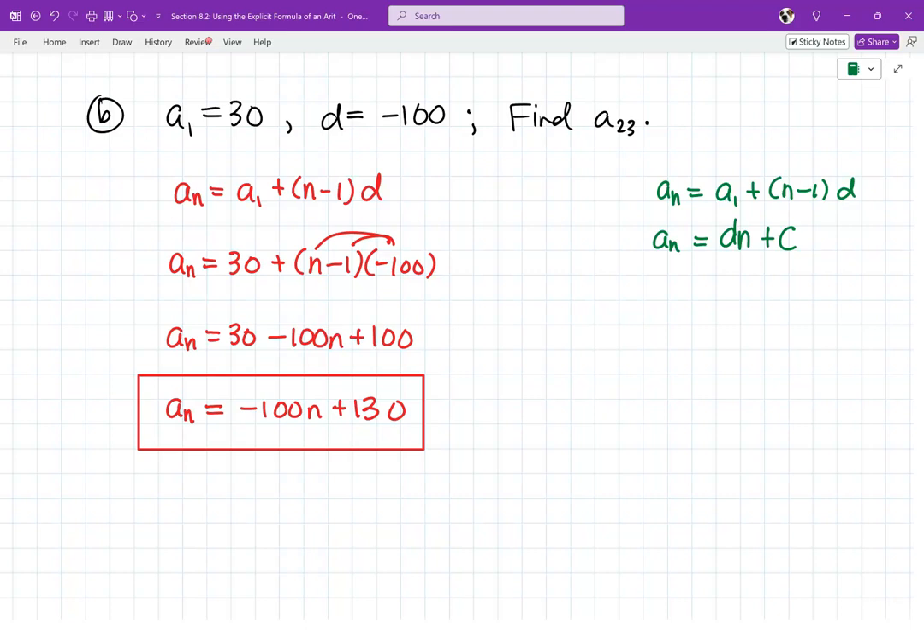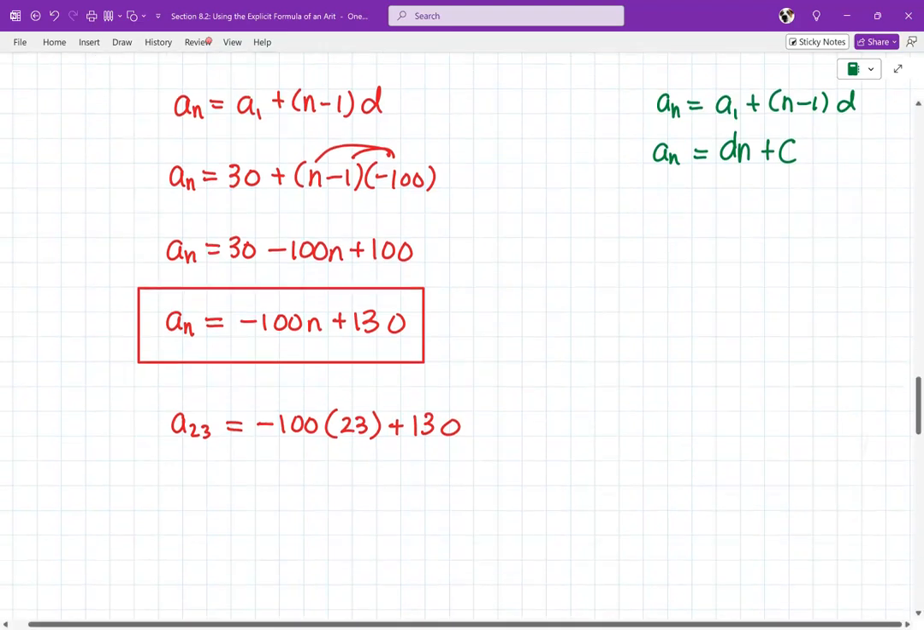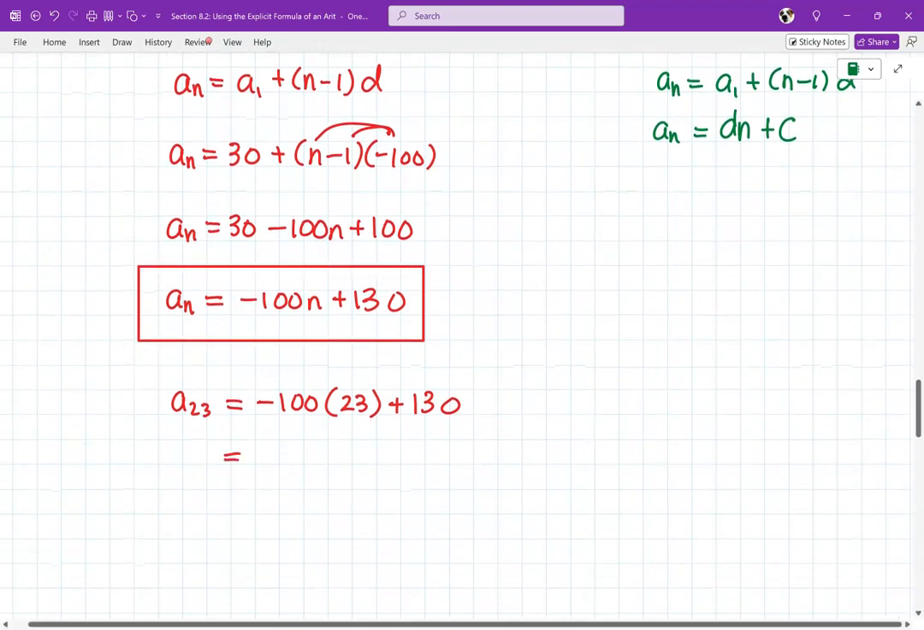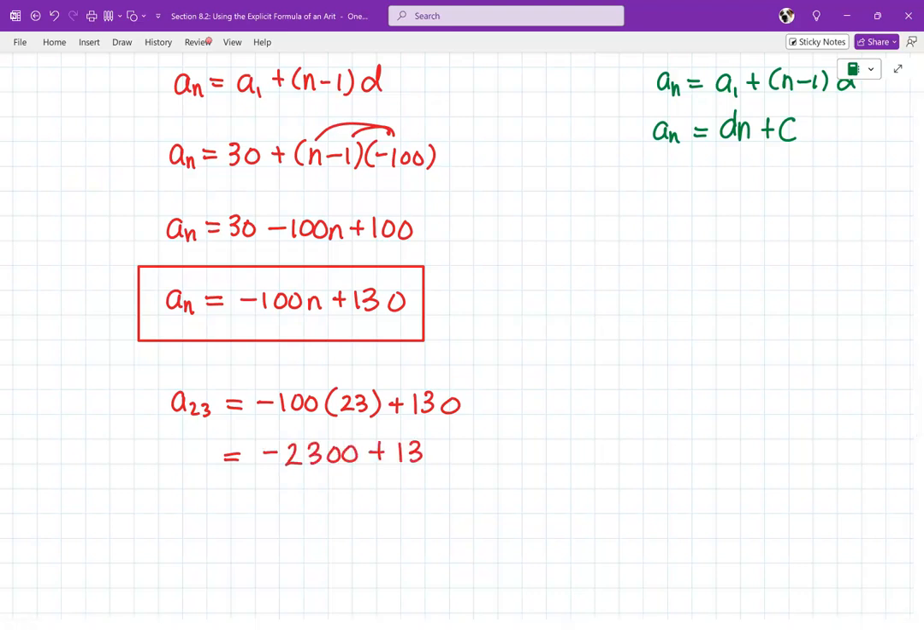Now I get to use that equation and plug in a 23. So A sub 23 is negative 100 times 23 plus 130. Well, negative 100 times 23 is negative 2300 plus 130. So let's see, if I add 130, it's negative 2170. That would be my 23rd term.